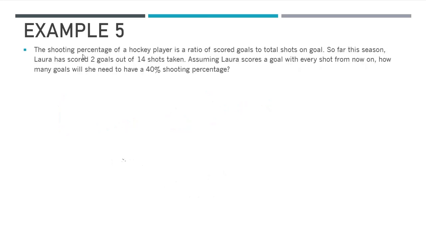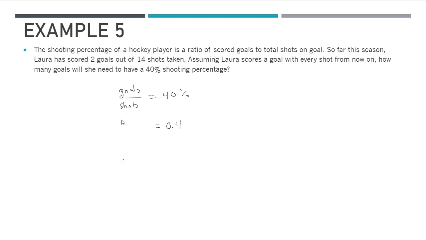Okay, we have another word problem. The shooting percentage of a hockey player is a ratio of scored goals to total shots on goal. So far this season, Laura has scored 2 goals out of 14 shots taken. Assuming Laura scores a goal with every shot from now on, how many goals will she need to have a 40% shooting percentage? So we're going to take our number of goals, we divide that by our number of shots, and that's going to be our shooting percentage. So we're looking for 40% here. Well, I'm going to turn that into a decimal, so I'll divide by 100, get 0.4.